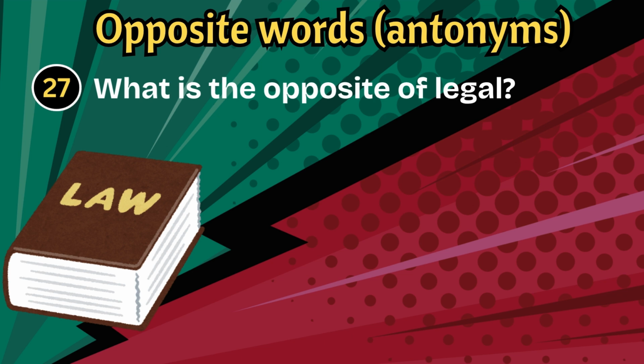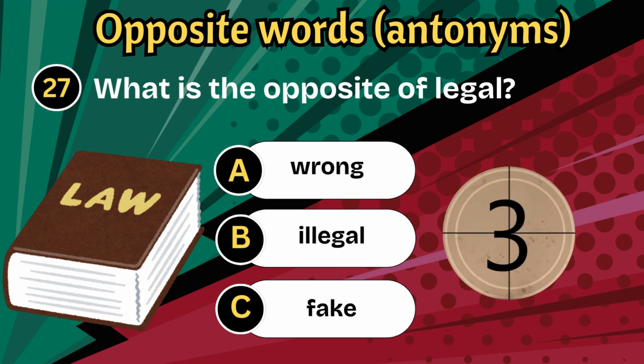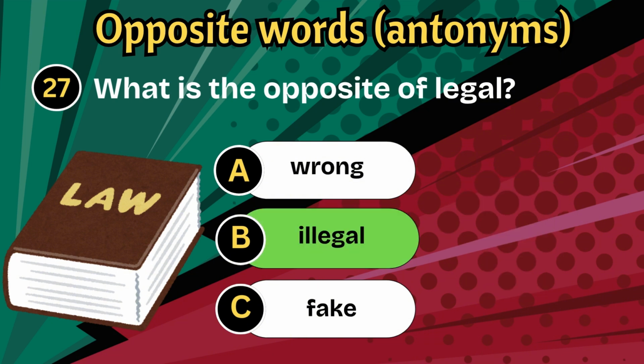What is the opposite of legal? The correct answer is illegal. Legal means something is allowed because there's a rule that says it's okay, like riding your bike on the sidewalk, while illegal means something is against the rules and you can get in trouble for doing it, like riding your bike on the highway.